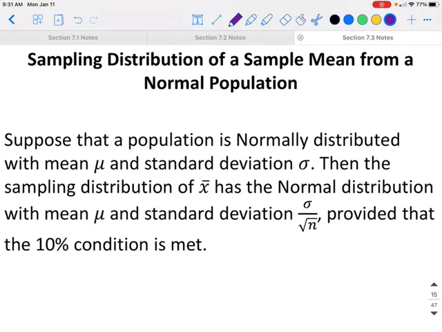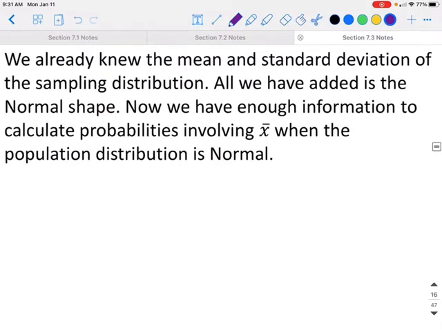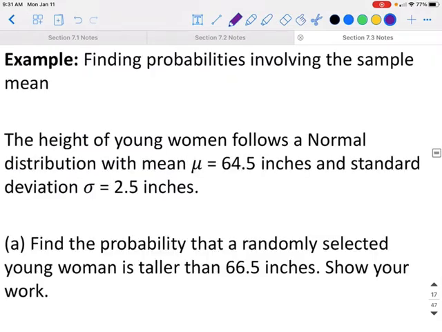Sampling distributions of the sample mean from a normal population. Suppose that our population is normally distributed with a mean of mu and a standard deviation of sigma. Then the sampling distribution of x bar will also have a normal distribution with a mean of mu, and its standard deviation will be sigma divided by the square root of n, provided that we've already checked that the 10% condition has been met. We already know the mean and standard deviation of the sampling distribution. All we have to add is the normal shape. Now we have enough information to calculate probabilities involving x bar when the population distribution is normal.